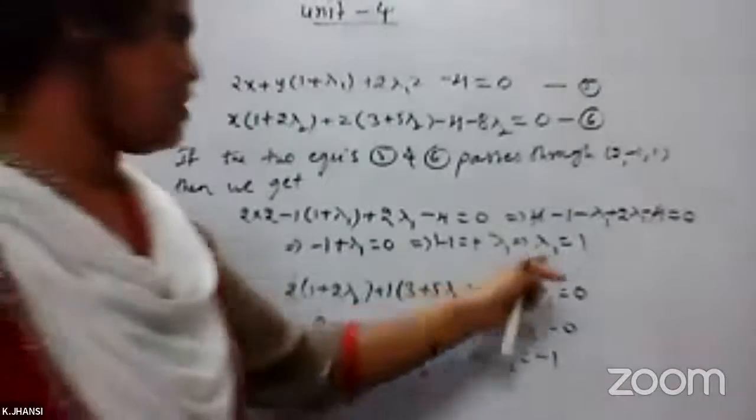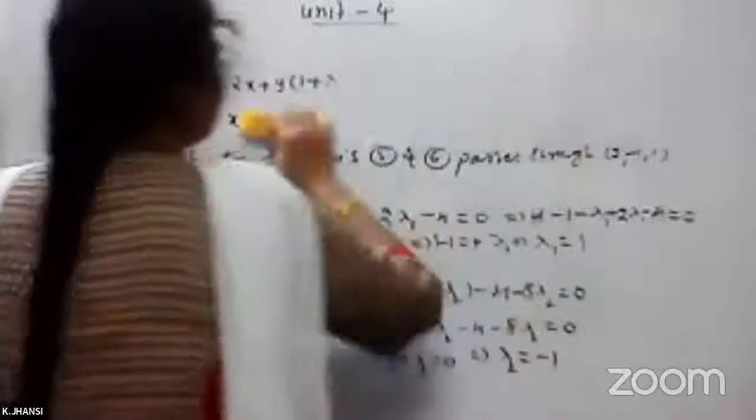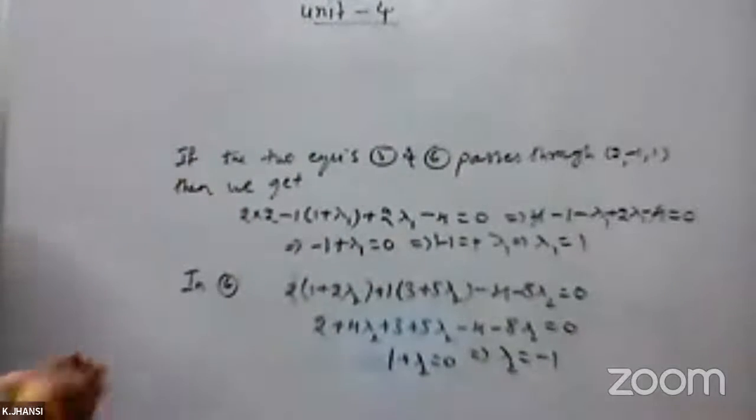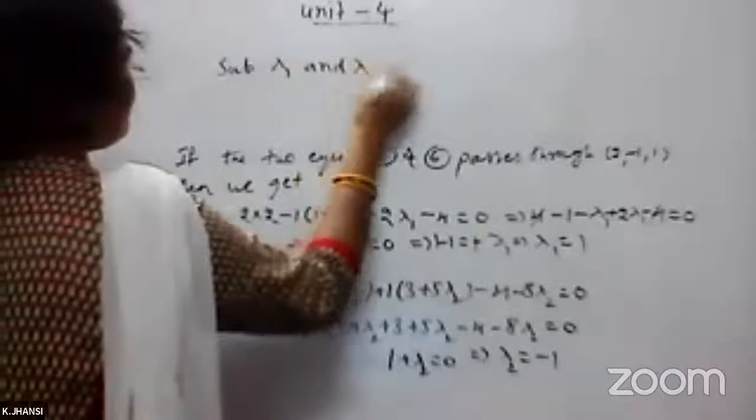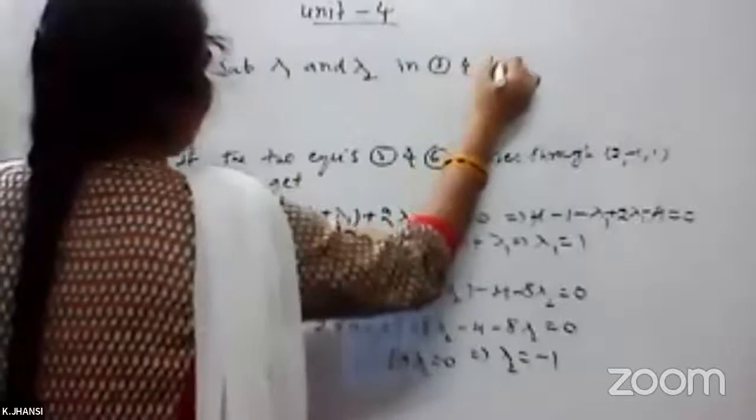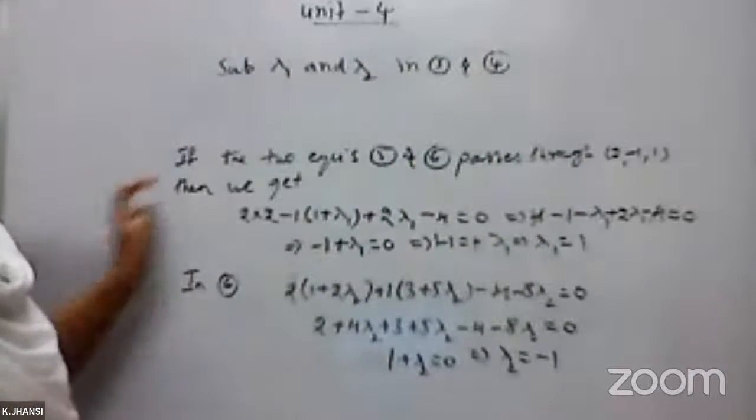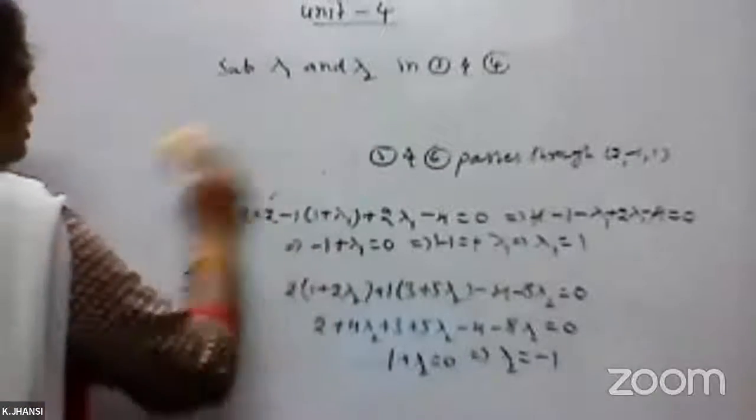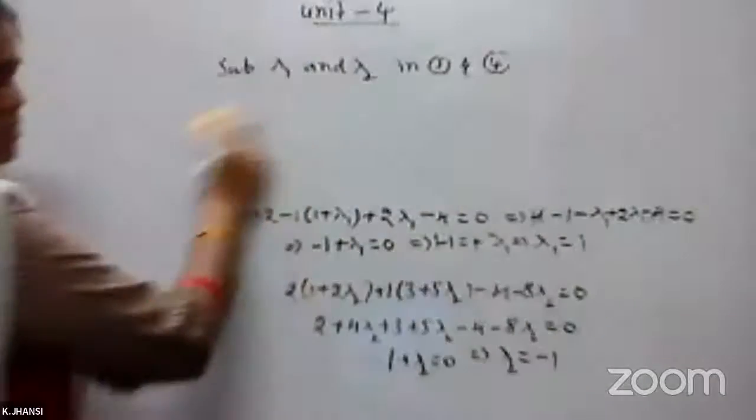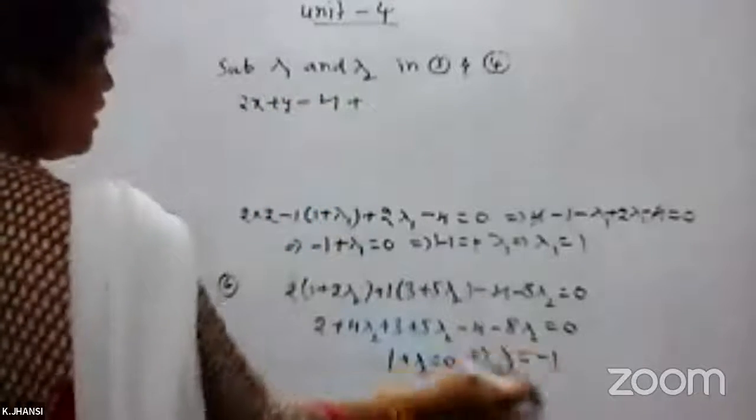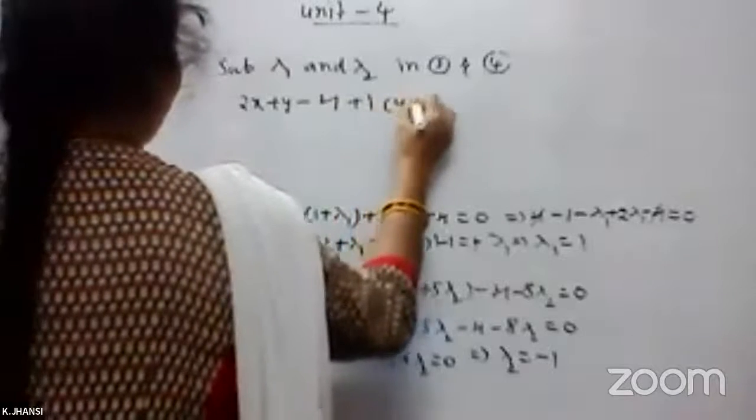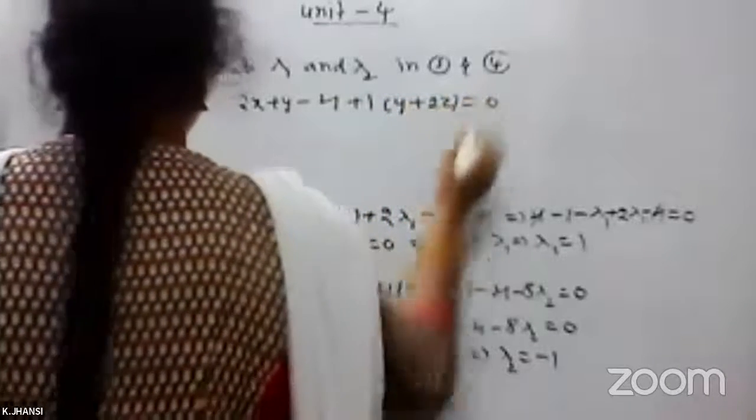So now substitute this lambda 1 and lambda 2 in equations 3 and 4. Then you will get the equations of the lines. You can substitute in 5 and 6 or in 3 and 4; anywhere you will get the same equations. So the third equation was 2x plus y minus 4 plus lambda 1 into y plus 2z equals 0, and lambda 1 is 1.